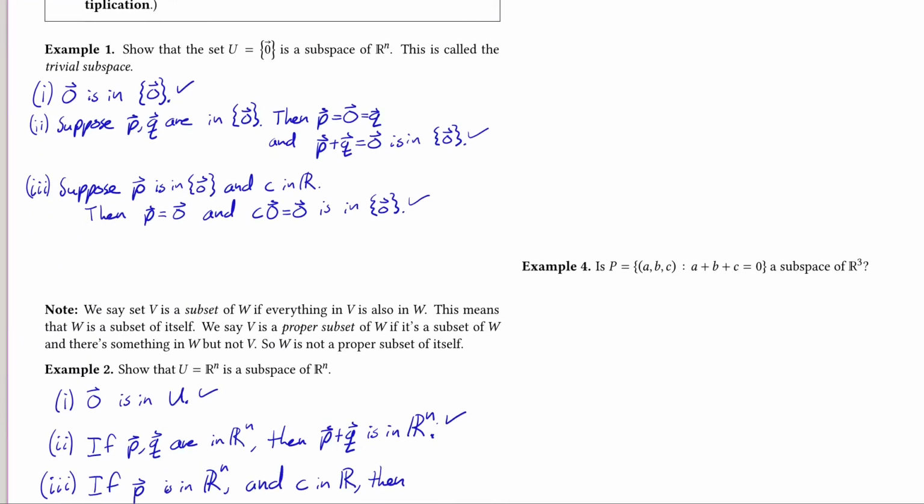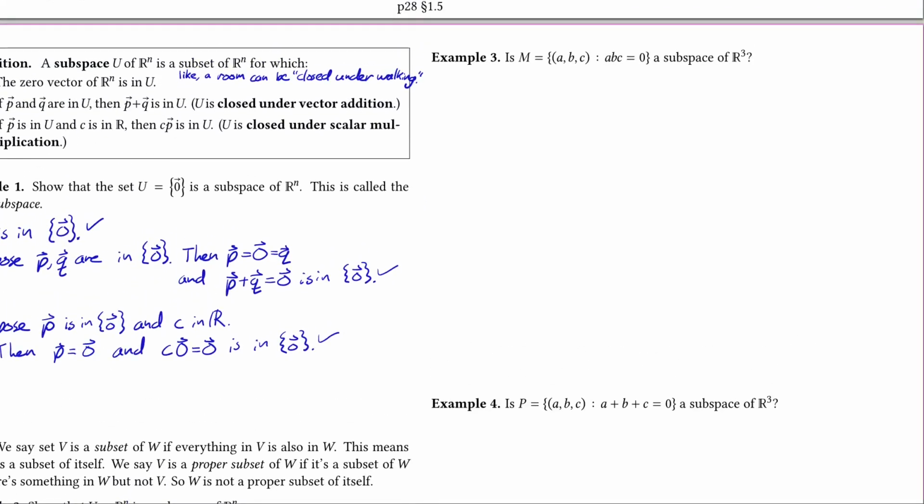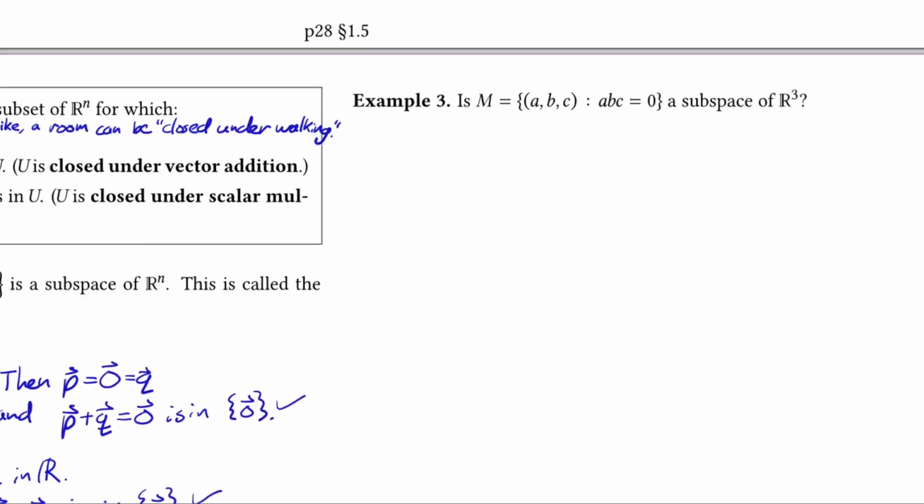This is example 1 here. This is the smallest possible subspace of Rn, and Rn itself is the biggest possible subspace. So those two subspaces are not very interesting. The interesting stuff is stuff that is in between. Let's look at example 3.